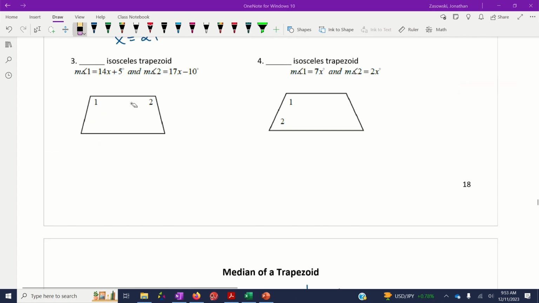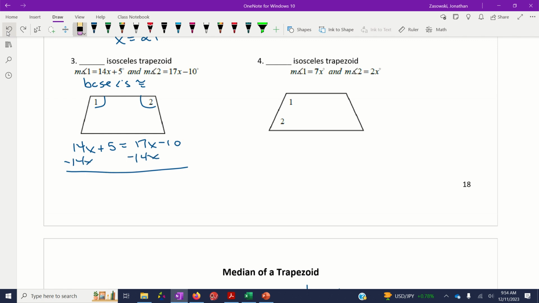All right, in number 3, we have an isosceles trapezoid. We're referring to angles 1 and 2. So hopefully you remember those angles are considered to be base angles there. And we know that those are going to be equal. And so that's going to start our equation. We're going to set 14x plus 5 equal to 17x minus 10. Remember, we want to get all the x's on one side, so we'll move that 14x over. And we can also move all the numbers to the other side, so we'll move the 10 back. And we'll end up with 15 equals 3x. And then we can divide by 3 and get x equals 5.